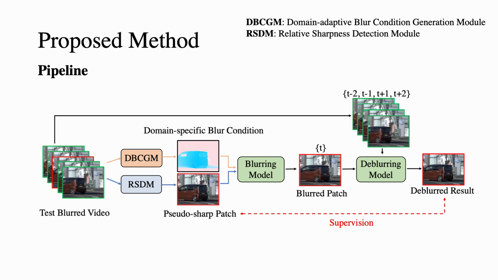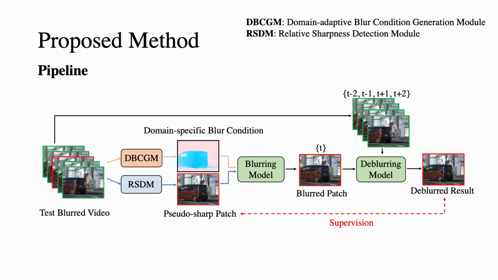Our method begins with a test blurred video, which is first processed by DBCGM and RSDM to extract the domain-specific blur conditions and generate a pseudo-sharp patch. This pseudo-sharp patch is then passed through a blurring model, Deblurring, to produce a blurred patch. By design, this blurred patch retains the same domain characteristics as the test blurred video.